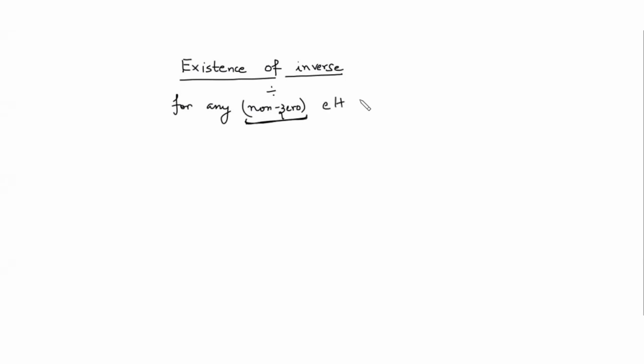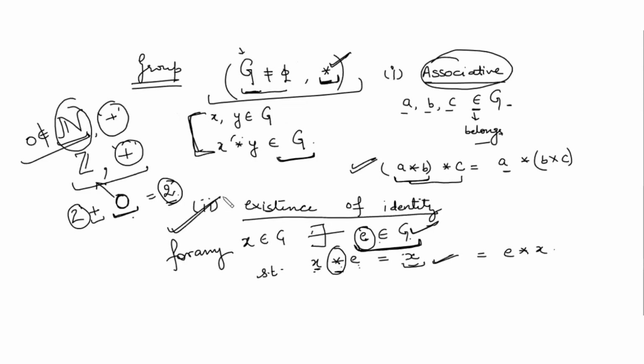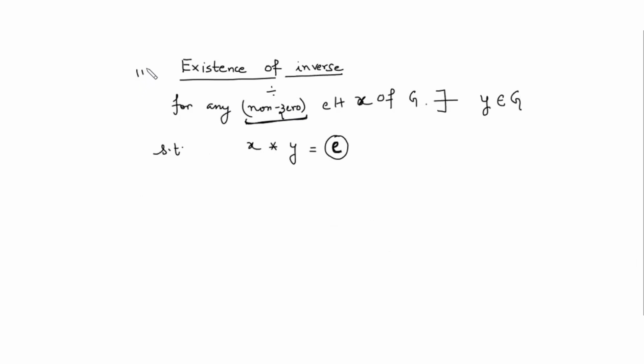So for any non-zero element x of G, there must exist an element y in G such that x star y should be equal to the identity. This identity will be the same one that has already come in the second property, right? So that property will hold first, and after that you have to check the third one. Like in the set of integers, 0 has already come, then we will check the third property, that this thing holds or not, the existence of inverse.